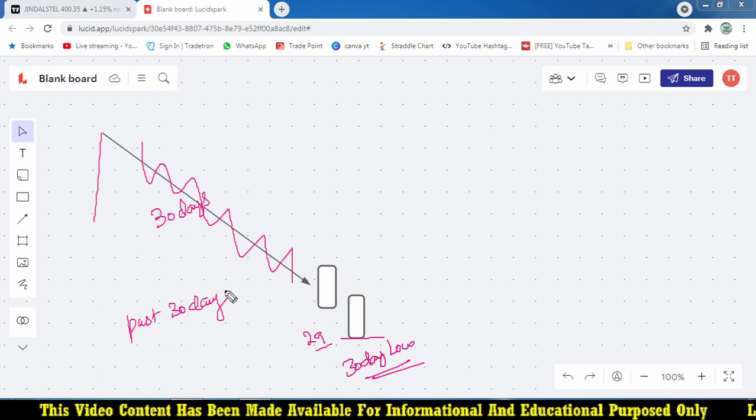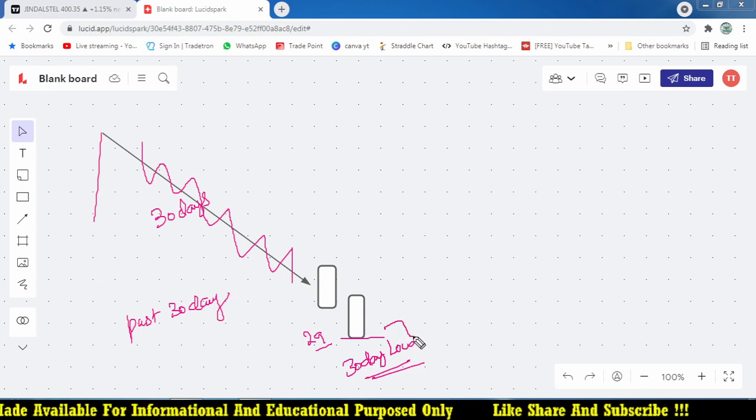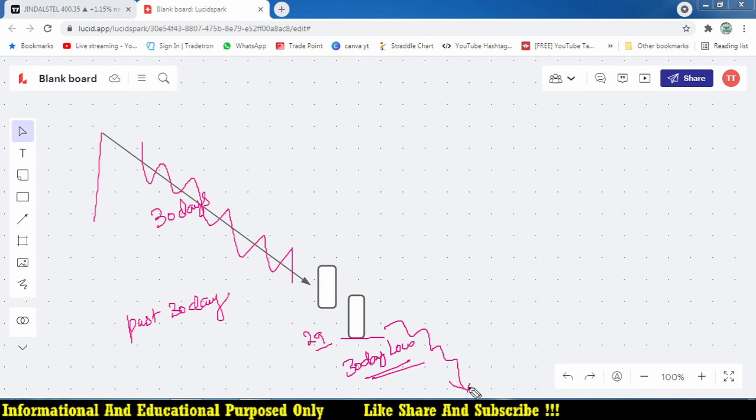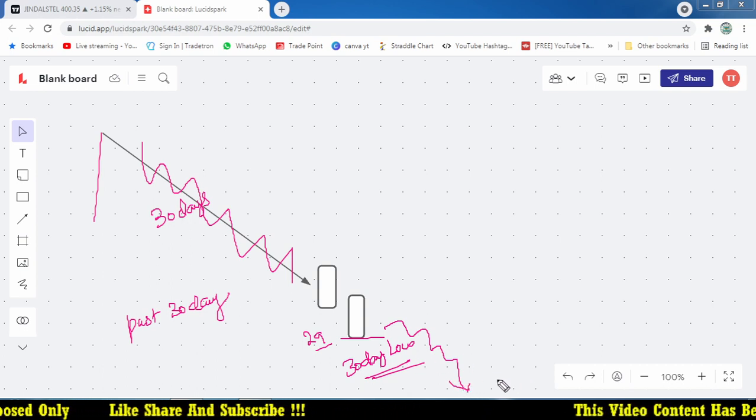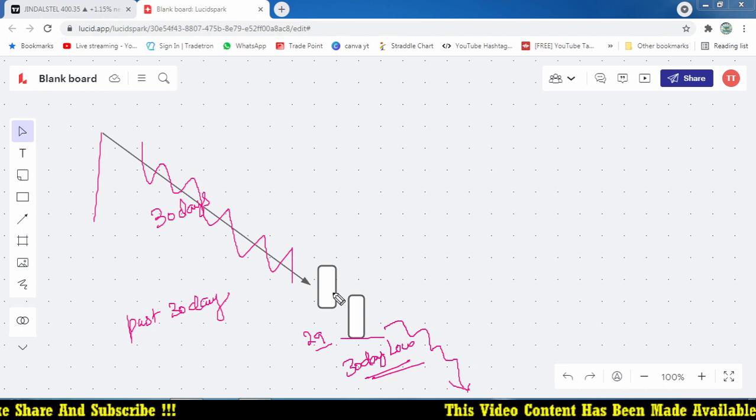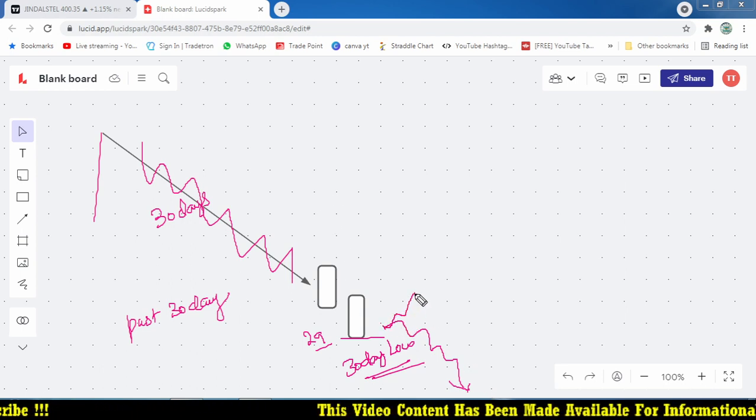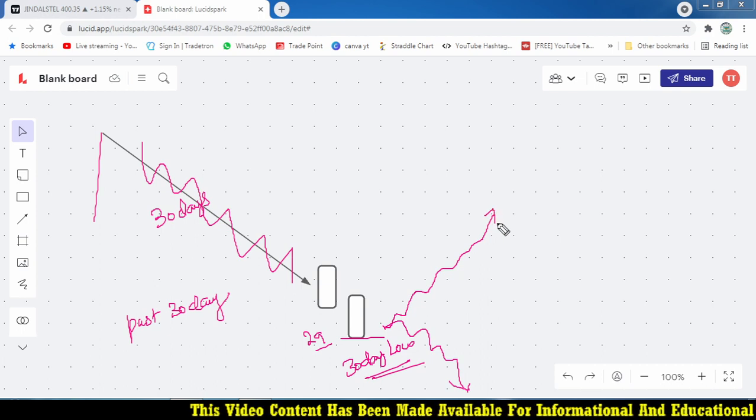Now how can I plan a trade? Even if the stock may continue its trend down, there is a possibility. Or the stock can reverse from the low also. There are two possibilities.